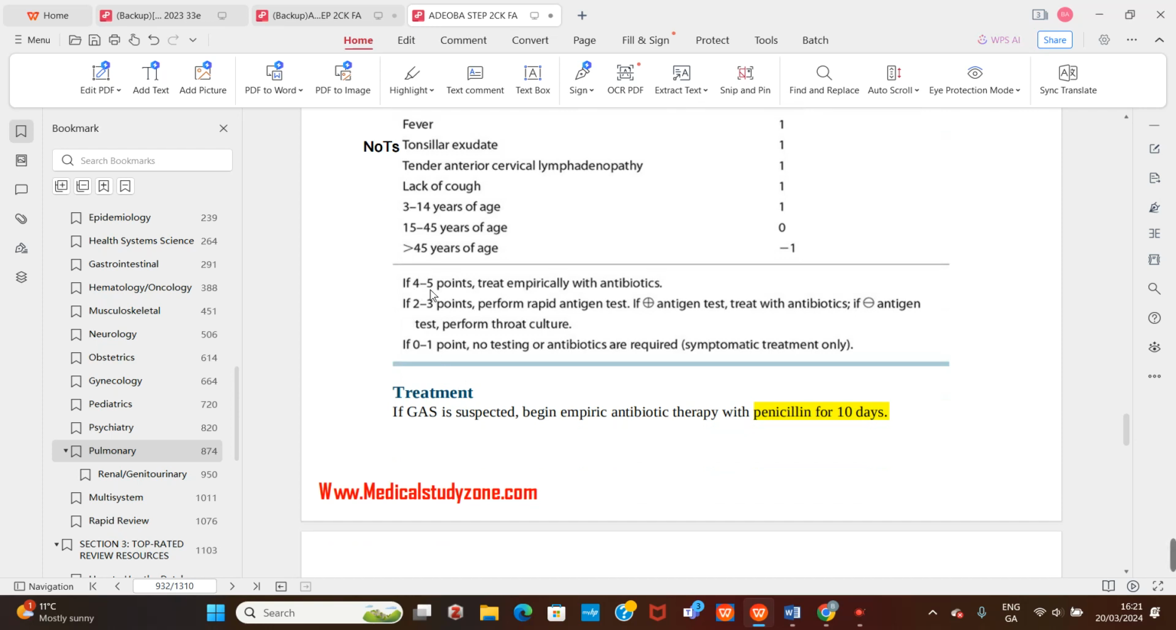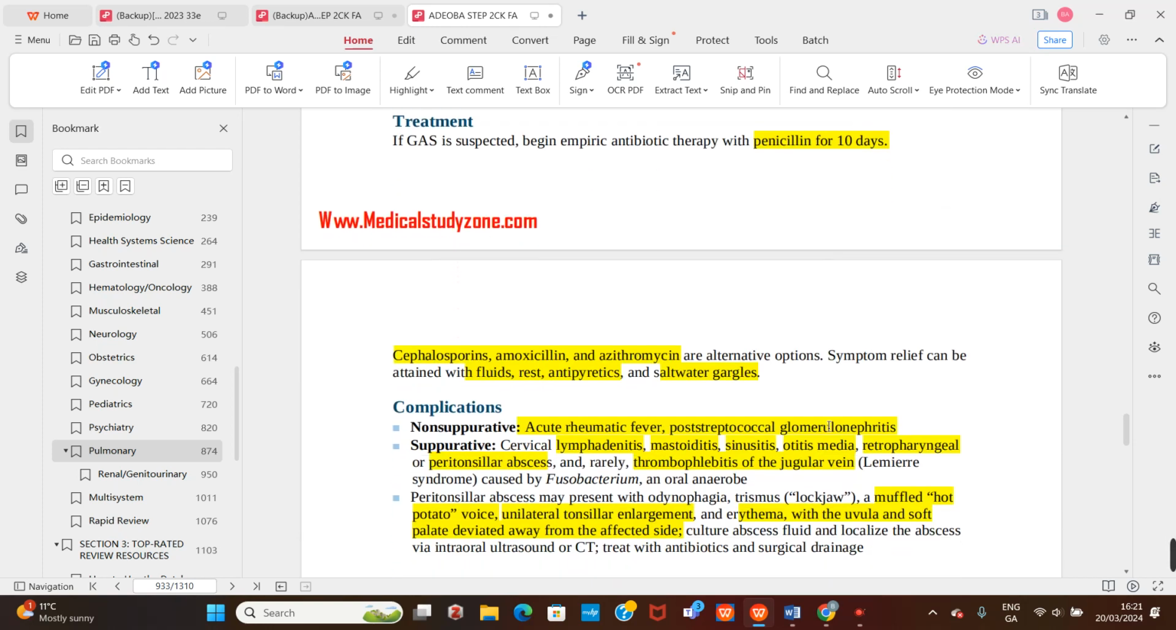Somebody that has 4 to 5 points, you want to start your empiric antibiotic treatment with penicillin for 10 days. But in some individuals, they might have penicillin allergy. So you can consider some alternatives like cephalosporin or azithromycin. So these are the combination of drugs that can work: penicillin, cephalosporin, amoxicillin, or azithromycin. All of them work against the group A streptococcal infection.